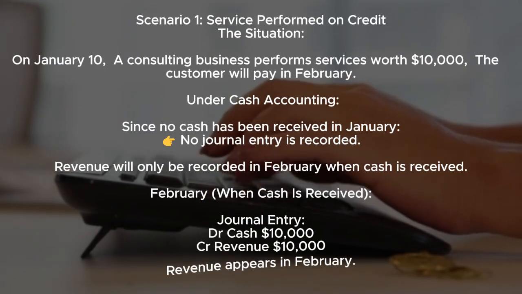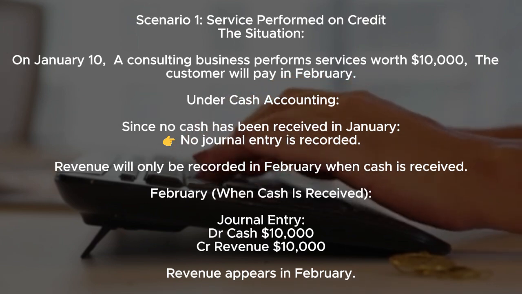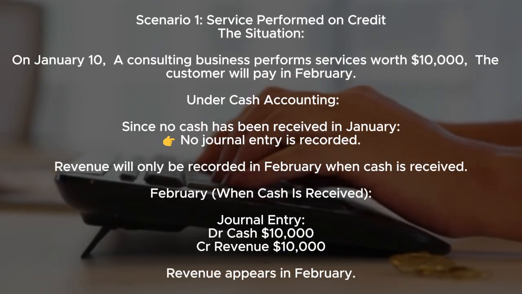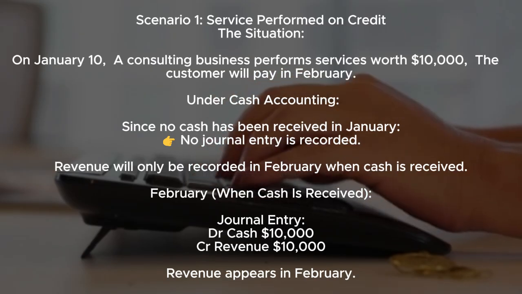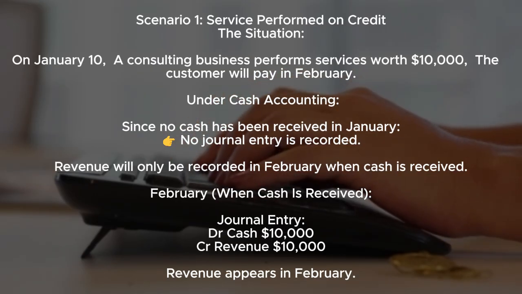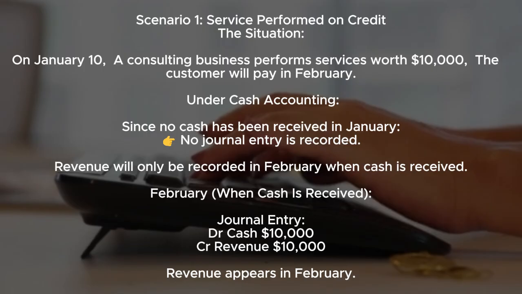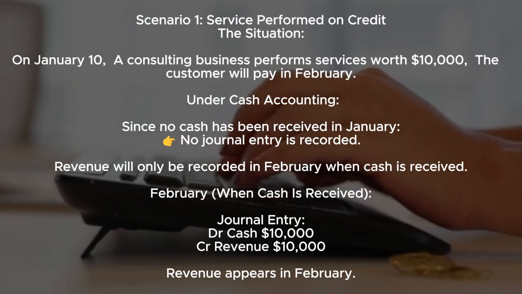Let's begin. Scenario 1. Service performed on credit. The situation: on January 10th, a consulting business performs services worth $10,000. The customer will pay in February. Under cash accounting, since no cash has been received in January, no journal entry is recorded. Revenue will only be recorded in February when cash is received. Journal entry: debit cash $10,000. Credit revenue $10,000. Revenue appears in February.